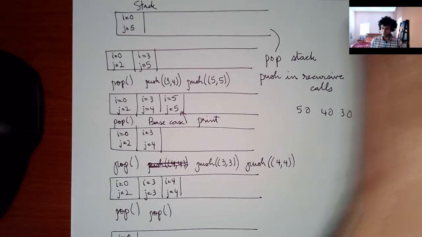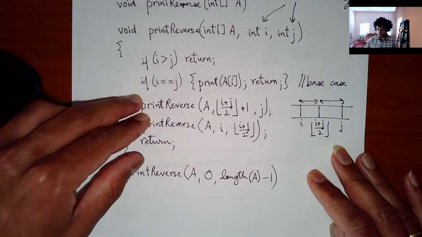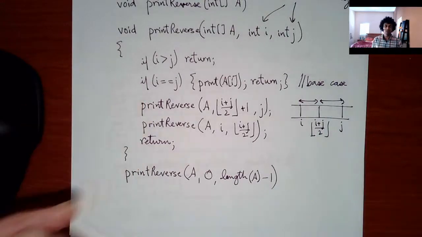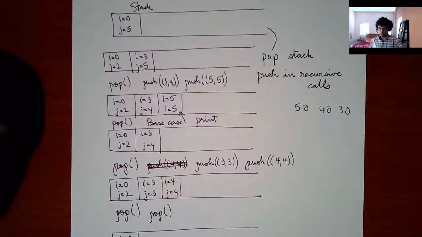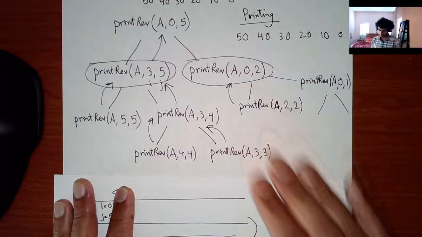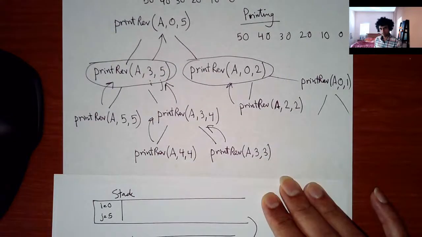Exactly. So you actually jumped ahead. That was one of the questions I was going to ask. If you flip this order, then you would just print it in order. Right? Because if you look at this tree of recursion calls, it's just going to flip each of these, and that's just going to flip the entire order. Exactly right.